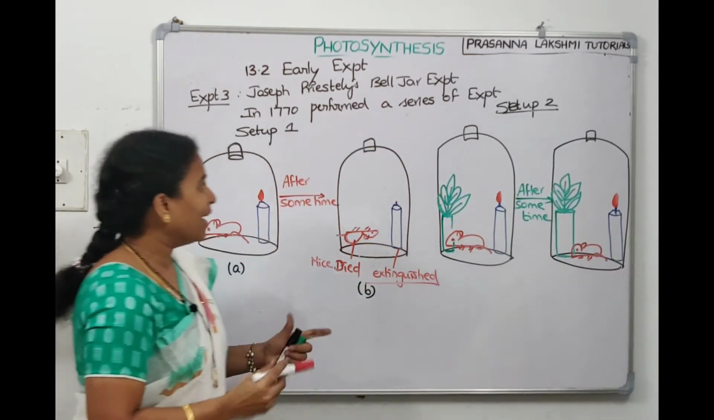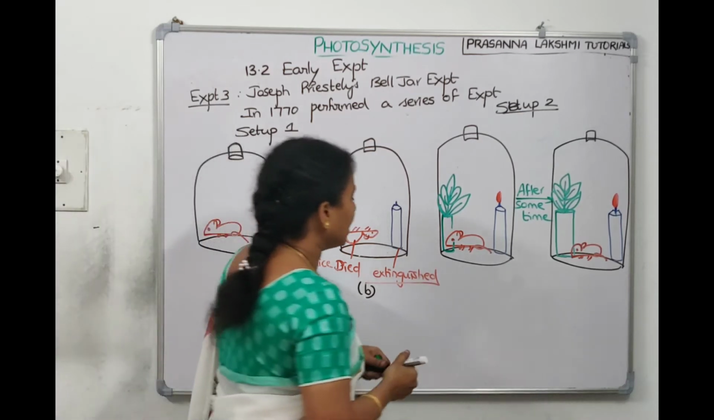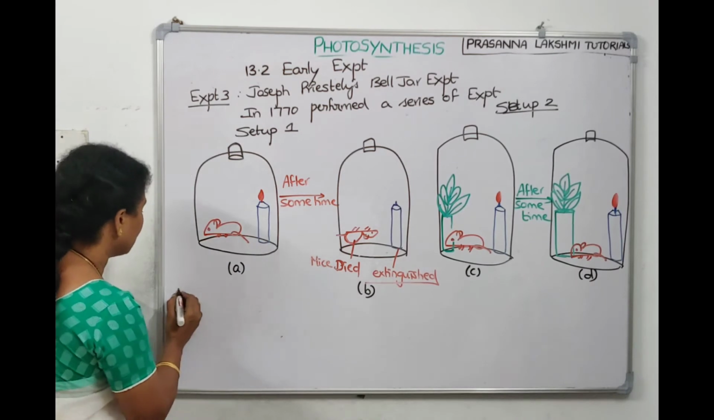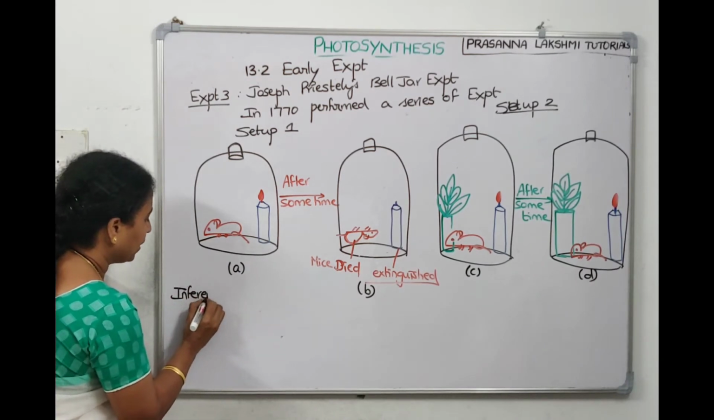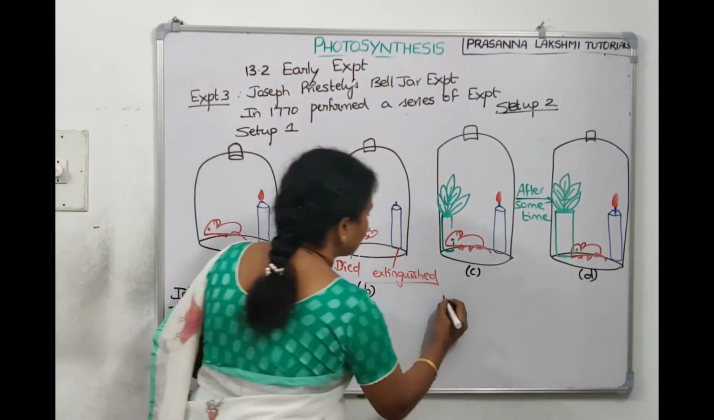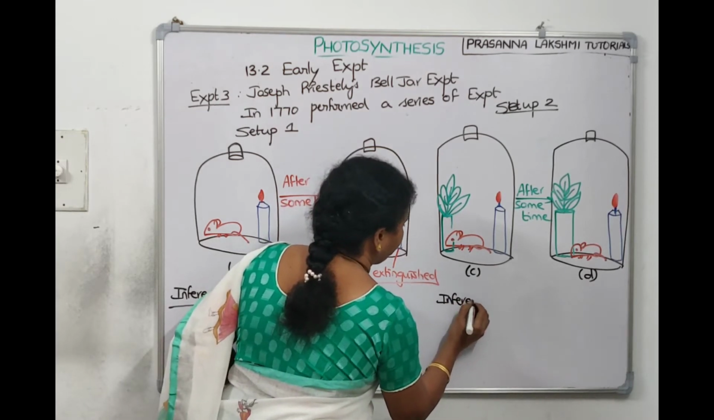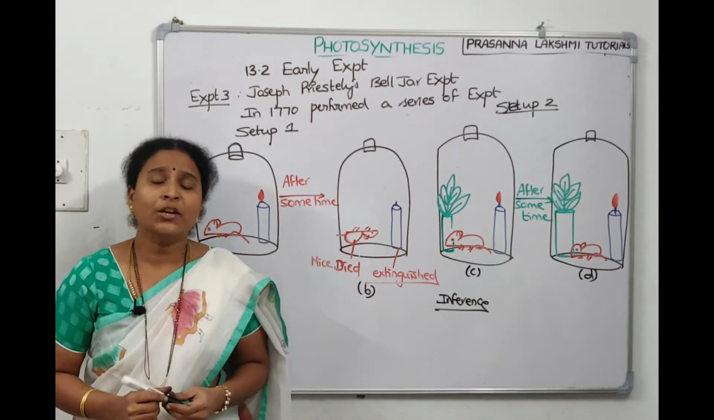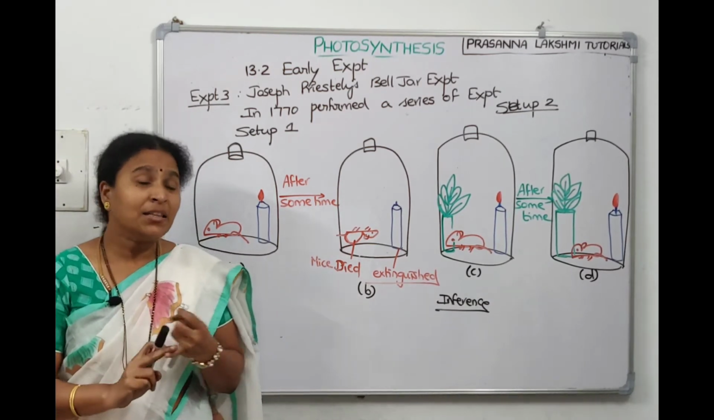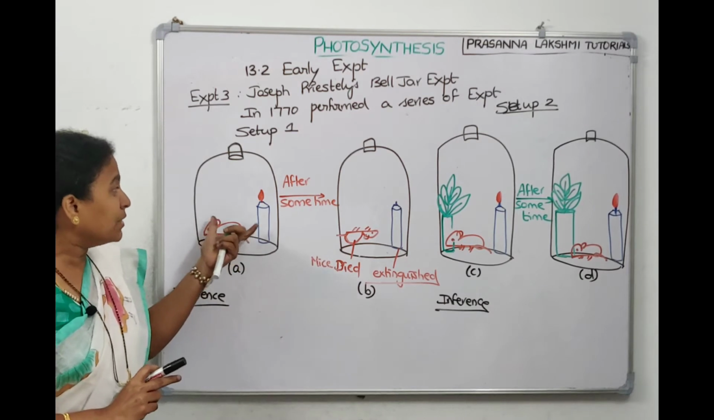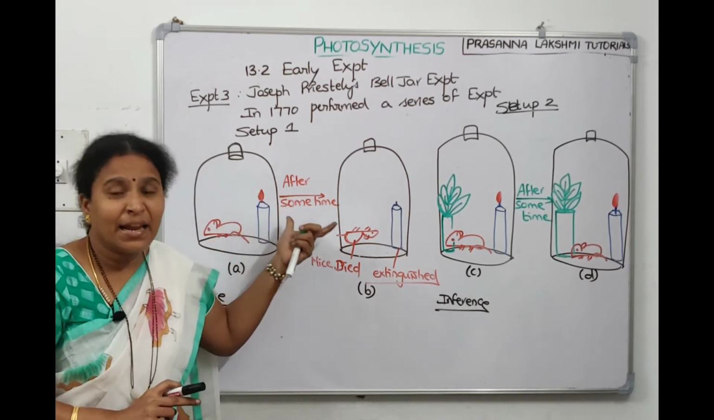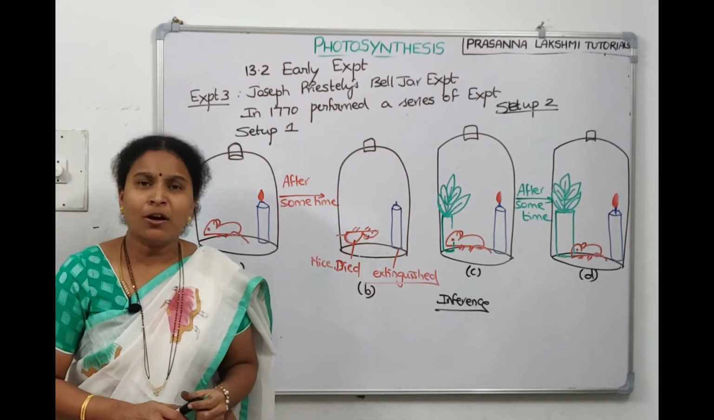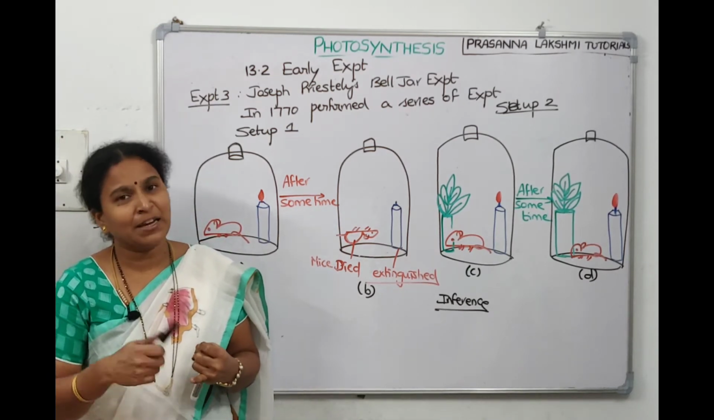Now, what did he tell here in setup 1, and in NCERT they have given us C and D. What is the inference here? Children, what is the inference he has given? He told that the mice and the burning candle have consumed the air and then removed something. What did they remove from here? They removed oxygen. Without oxygen, mice cannot live. So that's why it suffocated and it died.